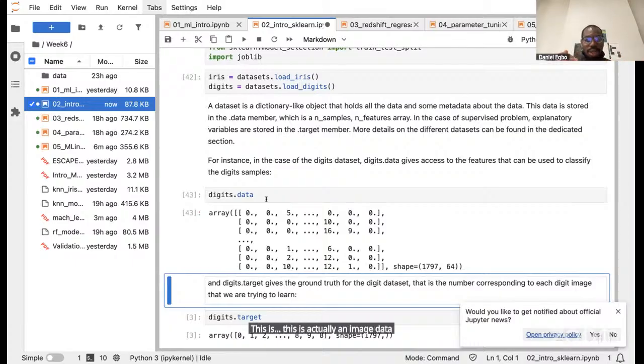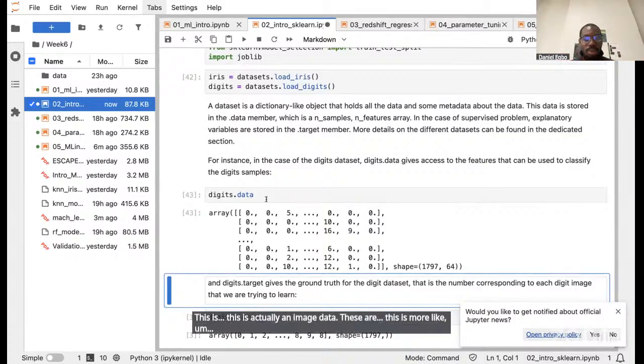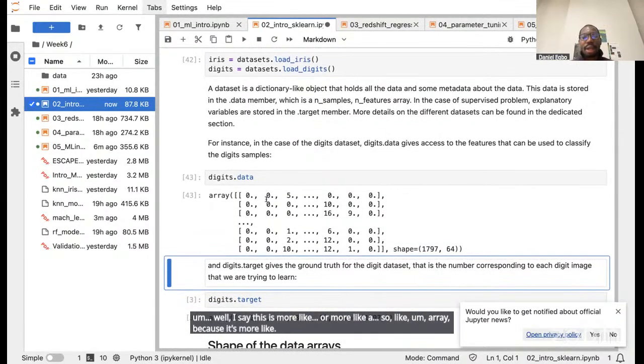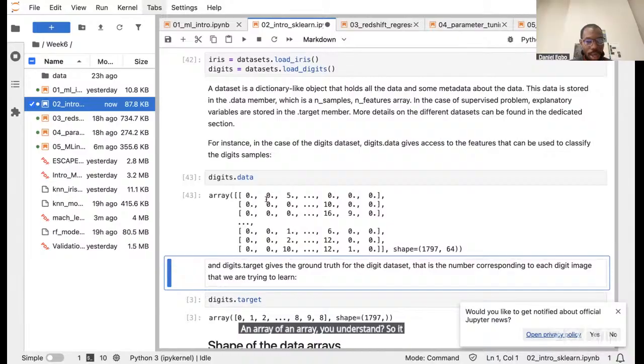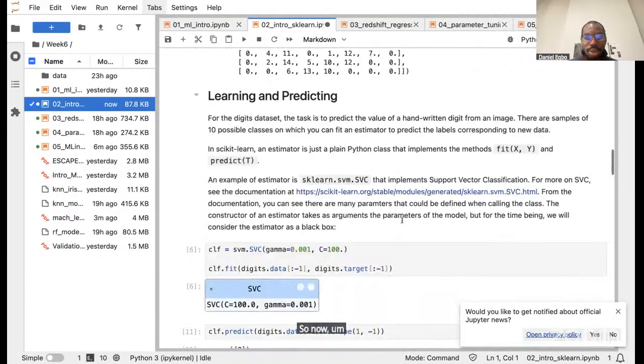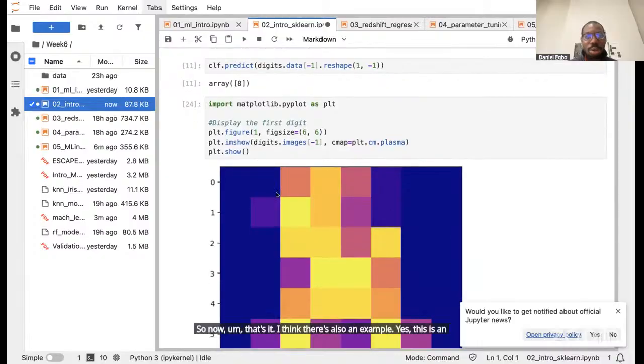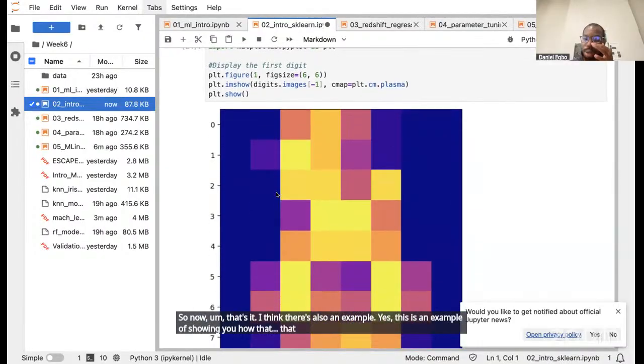It's an array, or more like a tensor-like array, because it's more like an array in an array. You understand? So you can see here it comprises 1,797 unique objects, and each of them has 64 features. So now that's it. I think there's also an example. Yes, this is an example showing you how that data you're looking at looks.